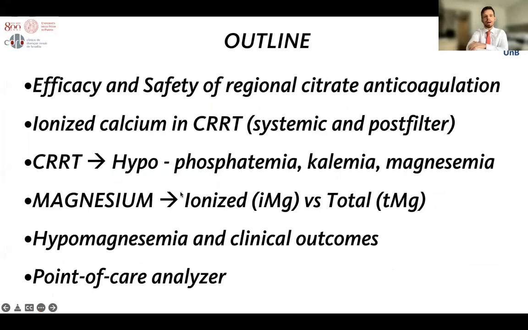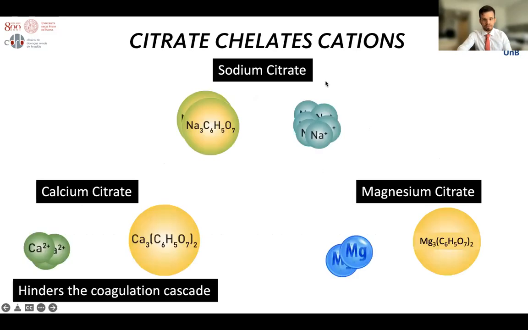Today we'll talk about the efficacy and safety of regional citrate anticoagulation, ionized calcium in CRT, both systemic and post-filter ionized calcium, and the electrolyte imbalances that frequently occur during CRT, usually hypophosphatemia, hypokalemia, and hypomagnesemia. Also about magnesium, ionized and total. We will stress the difference between these two forms, hypomagnesemia and clinical outcomes, and point of care analyzers.